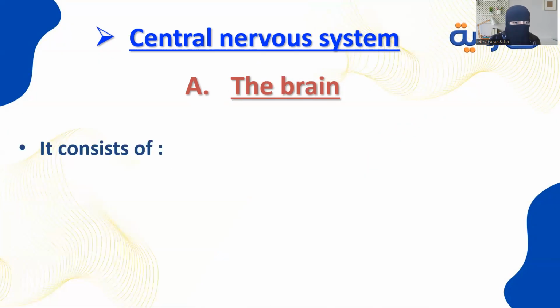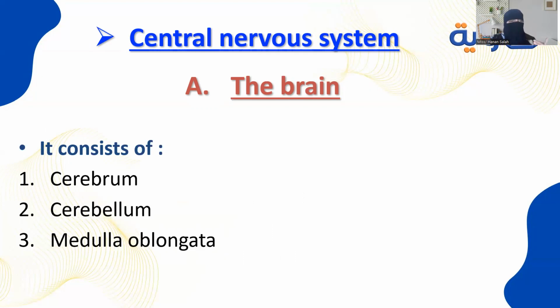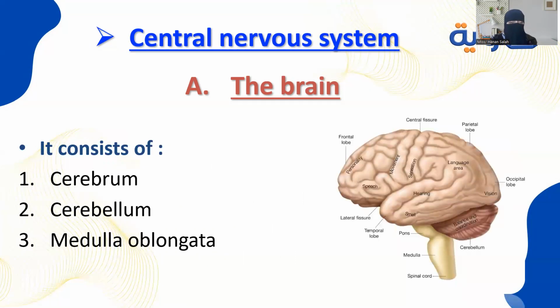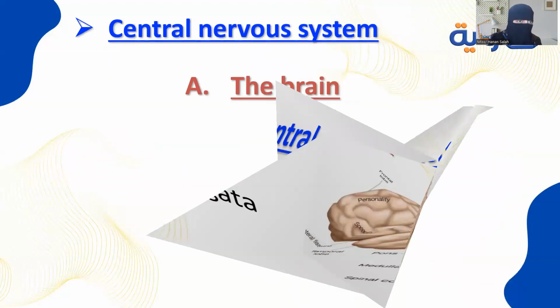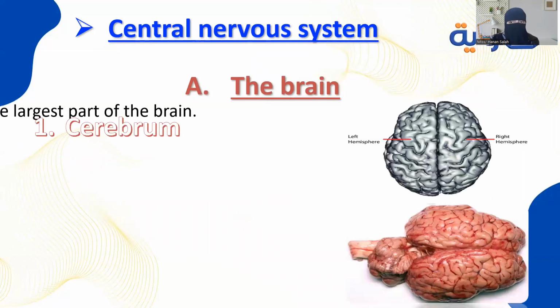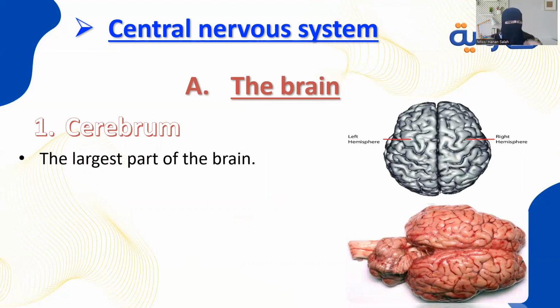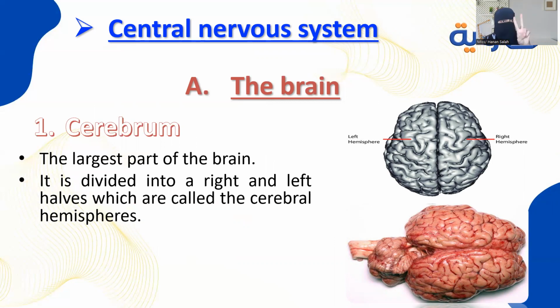What about the importance of the brain? We can explain it through the three parts of the structure of the brain. Number one, the cerebrum. Number two, the cerebellum. Number three, the medulla oblongata. What are the differences between them? Let's see together. Number one, the cerebrum. The cerebrum is the first part of the brain, the largest part of the brain. This part is very important because it's divided into two halves, so we can call it the two cerebral hemispheres.